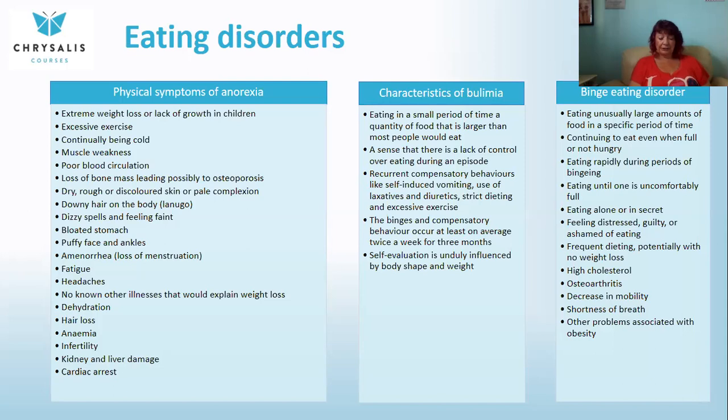There could be a decrease in their mobility, they could develop shortness of breath, and all the other issues associated with obesity can be present as well. So they could develop chronic health problems such as diabetes or cardiovascular damage and gastrointestinal problems.